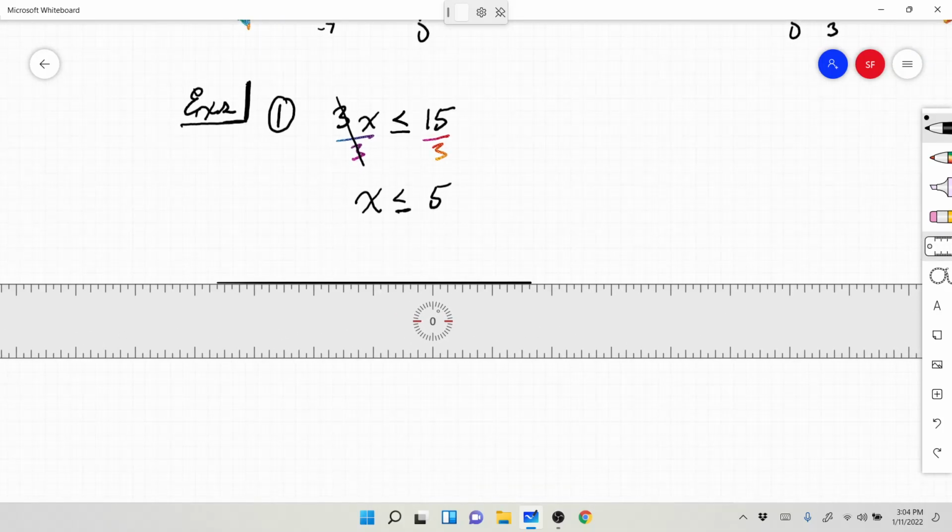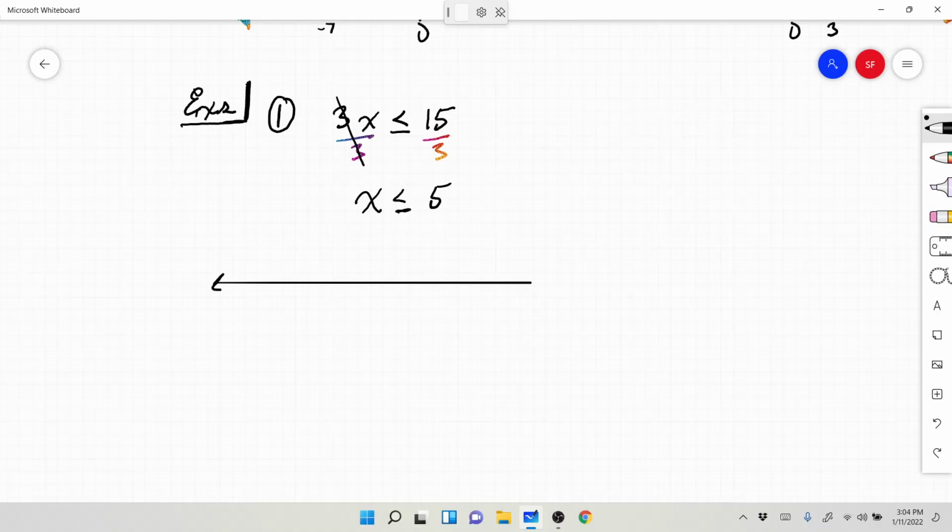Okay, so now we're going to graph our solution set. We're going to draw our number line, draw our arrows. We're going to put a 0 on here. We're going to go over 1, 2, 3, 4, 5. We're going to do a filled in circle, right? And then we're going to shade which direction? Left.